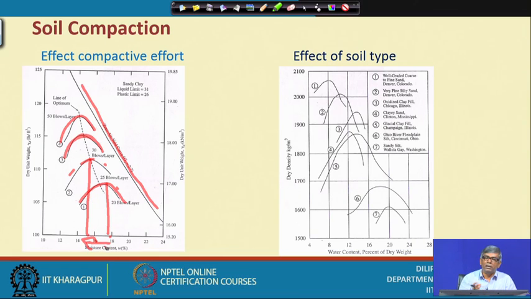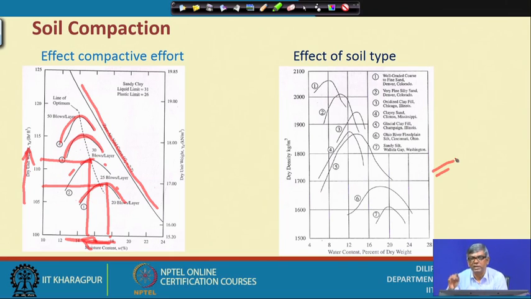That means if we increase the energy level, with lesser effort and a lesser amount of water, we can achieve higher density. And another observation: with the increase of energy, optimum moisture content is decreasing, whereas dry density was here and the next dry density was here, so dry density is increasing. That means with the increase of the energy level, your dry density will be increasing, but at a lesser moisture content.